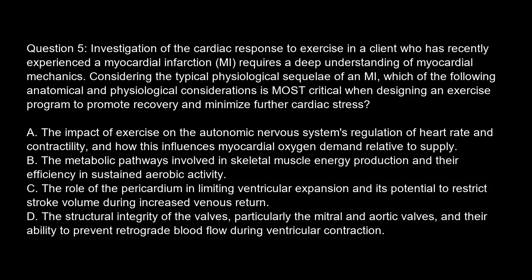Option A. The impact of exercise on the autonomic nervous system's regulation of heart rate and contractility, and how this influences myocardial oxygen demand relative to supply. Option B. The metabolic pathways involved in skeletal muscle energy production and their efficiency in sustained aerobic activity. Option C. The role of the pericardium in limiting ventricular expansion and its potential to restrict stroke volume during increased venous return. Option D. The structural integrity of the valves, particularly the mitral and aortic valves, and their ability to prevent retrograde blood flow during ventricular contraction.